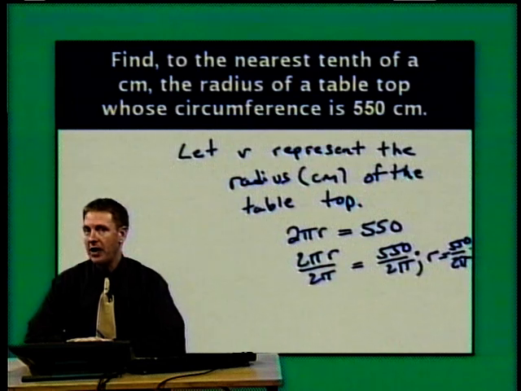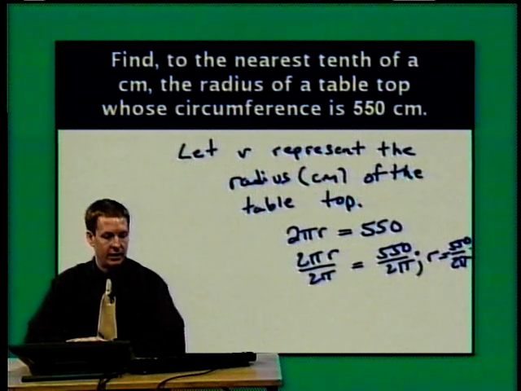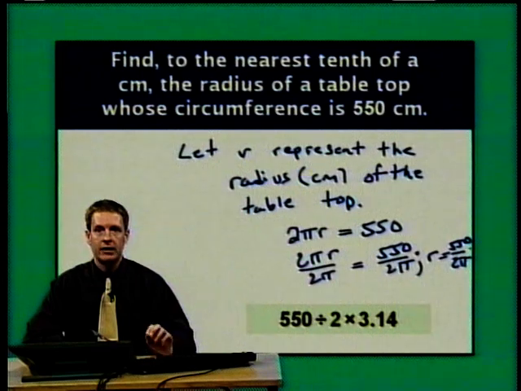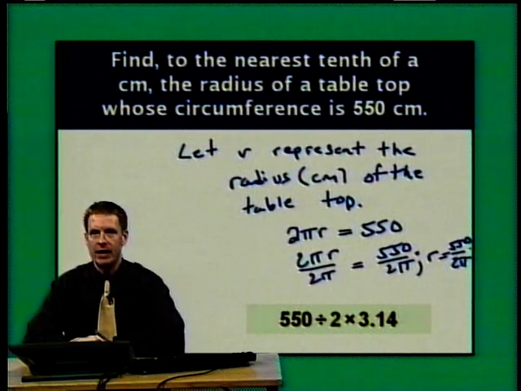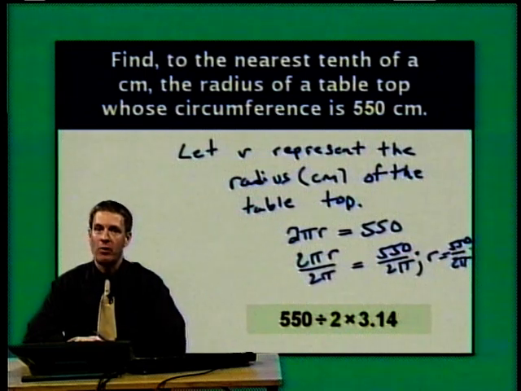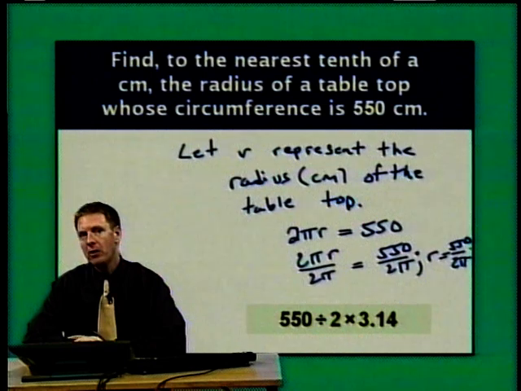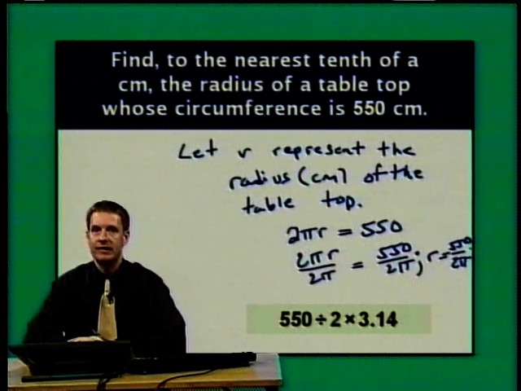Now I need to remind you about something when you're performing this type of division. It's really easy to not think too hard about what we're putting into our calculator and to type 550 divided by 2 times, if we're going to use a decimal approximation for pi, 3.14. But remember order of operation. Division and multiplication have the same priority in order of operation.